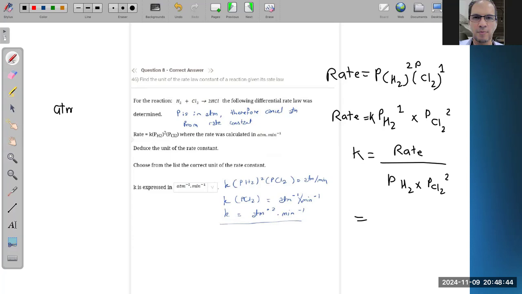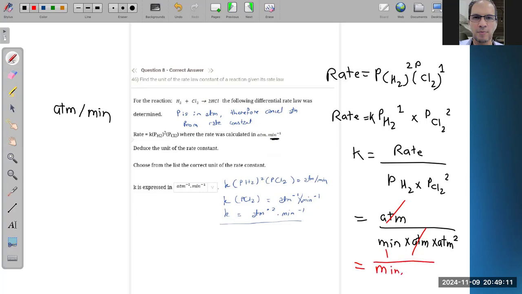It's atmospheric change per time. And what did he say? The time is -1. So per minute. So I will say ATM over minute. What is the unit for pressure? It's ATM. What is the unit of pressure squared? It is ATM squared. So I will cancel this one with this one, and I remain with 1 over minute multiplied by ATM squared. So it is minute -1 and atmosphere -2.